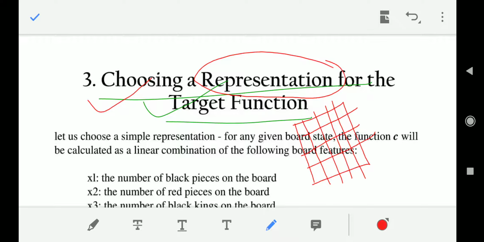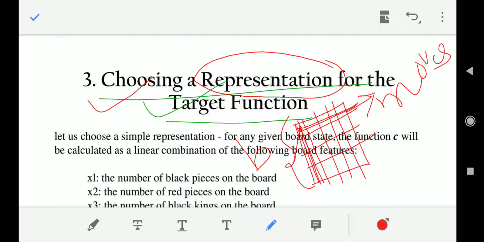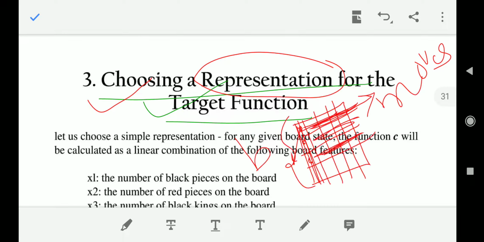Let us suppose these rows correspond to each board state, and these columns correspond to moves. For example, if you are in this board state, these are the possible moves. If you are in this board state, these are the possible moves. Like that, your target function learns. Each move has some different numerical value that will be calculated by the evaluation scores. This is the simplest representation. So here we will study how to represent our target function.